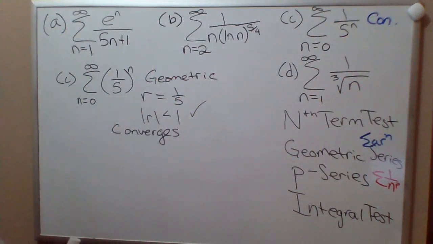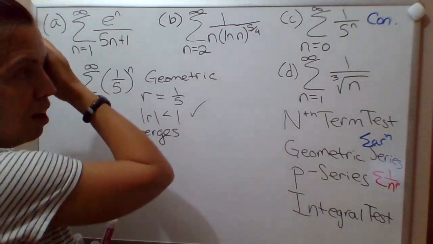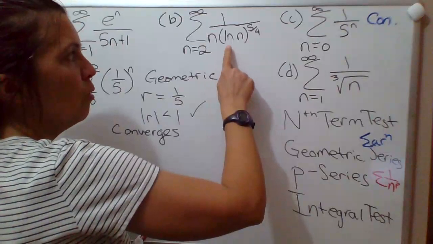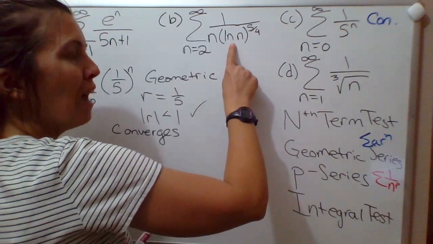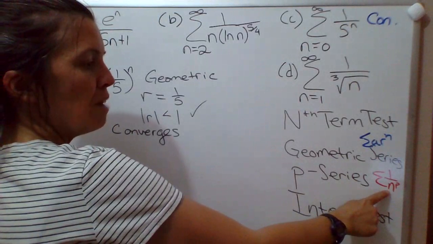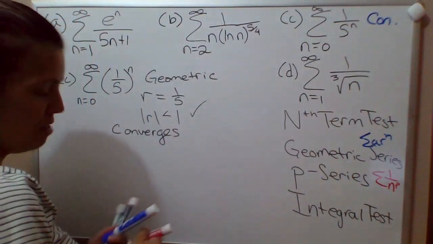Now, looking for a p-series. So a constant base, n, for the base raised to a constant exponent. So this one might tempt you, but with natural log of n as your base, that's not going to work. For a p-series, your base has to be just n. Natural log of n is not a p-series.